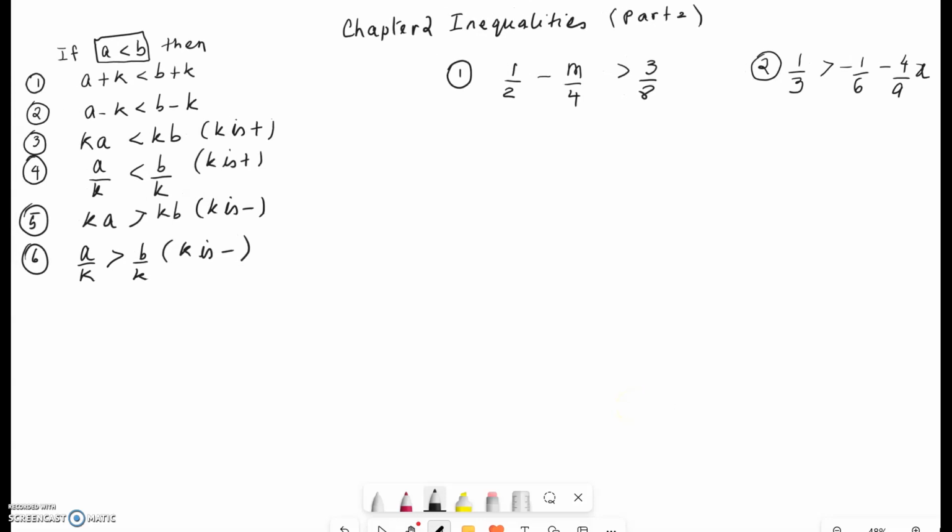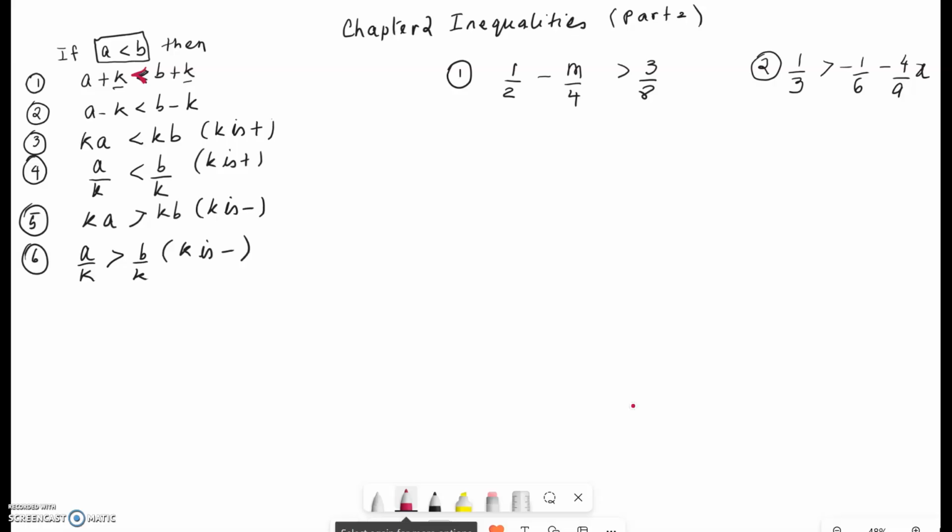Let's quickly go over some rules related to inequalities. If A is less than B, where A and B are numbers, and you add a number on both sides, the sign of the inequality does not change. So it's still going to be less than. A is less than B, so A plus K is less than B plus K. Adding a constant on both sides does not make a difference in the direction of the inequality.